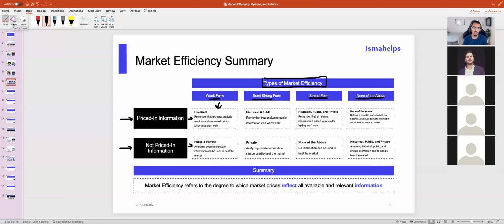So then let me ask you this. What is not priced in under a weak form market efficiency? There you go. Amazing stuff. This is very good. I'm very happy. So it seems like this is getting easy.